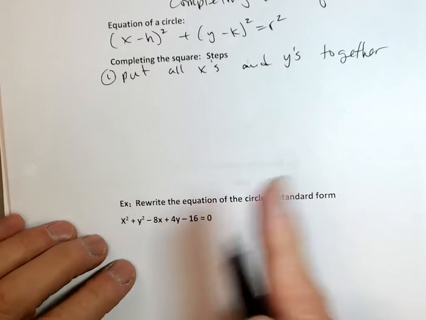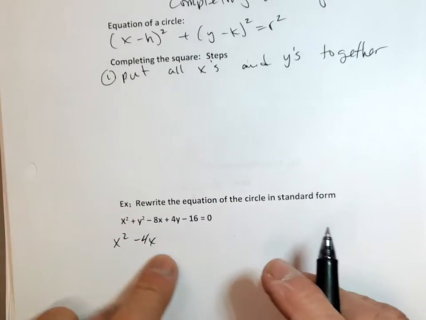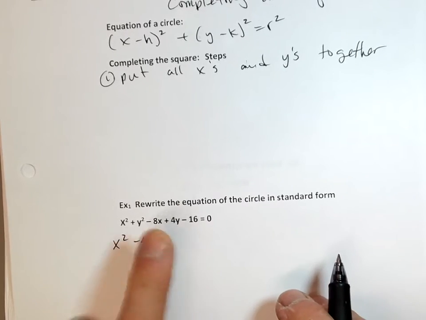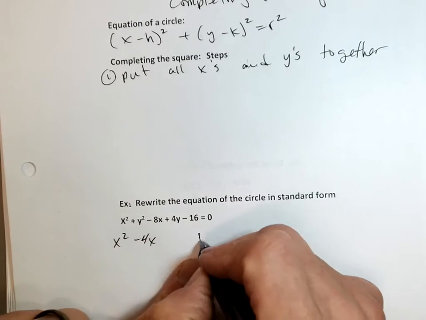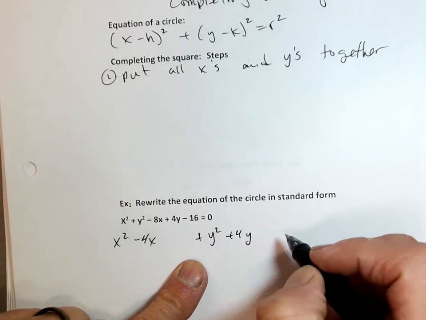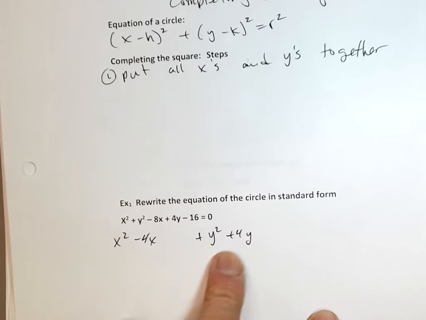So I'm going to rewrite this as x squared minus 8x and leave a space. Leave a hole, I call it a hole, because we're going to fill in that space, okay? Plus y squared plus 4y. So step one, put the x's and the y's together. I put my x squared with my 8x.